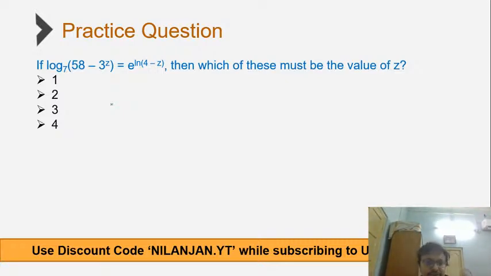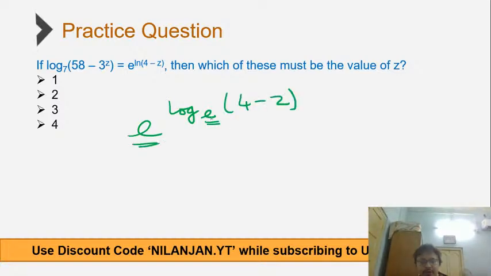So how do we solve this? One hint: any term of the form e to the power something, where the base e and the base of the log are the same, you can represent it as just that something. So you can represent the RHS as 4 minus z. This is true for any term where the base and the log base are the same. So simply look for in which case is log of (58 minus 3 to the power z) base 7 equal to 4 minus z.